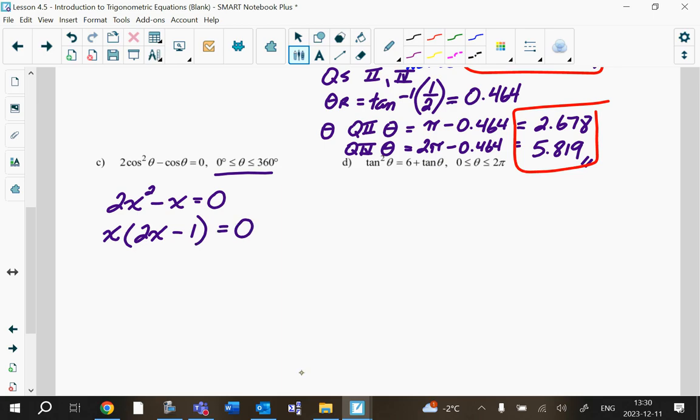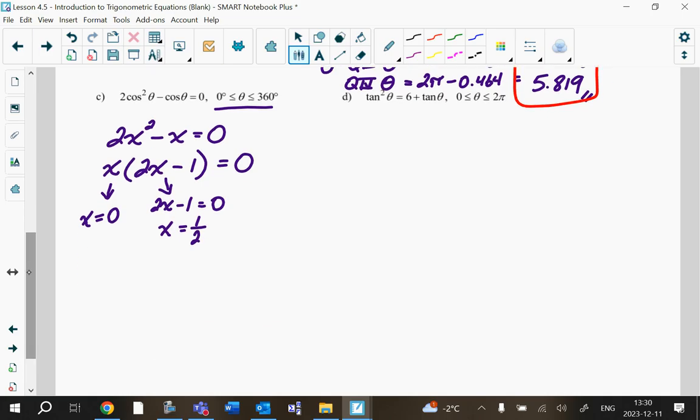Set each factor to 0. So x equals 0. That's one of the answers. I don't have to do any solving there. I know it's 0. This one, what value of x makes 2x minus 1 equals 0? Well, you got to add 1 and divide by 2, so x equals 1/2. And then you can replace x back with cos theta and solve each one of those.